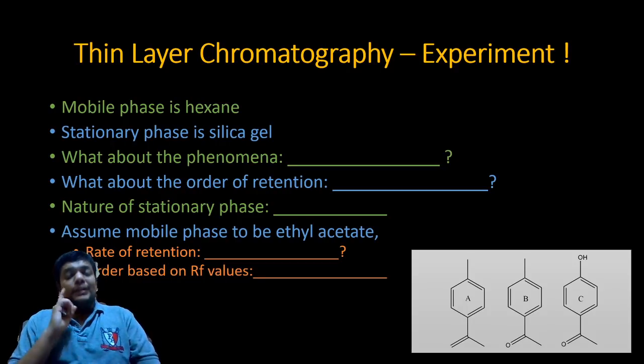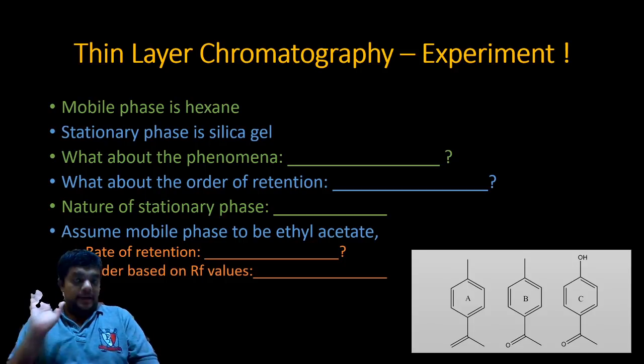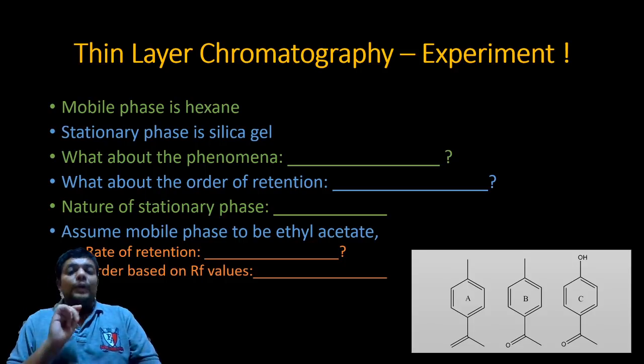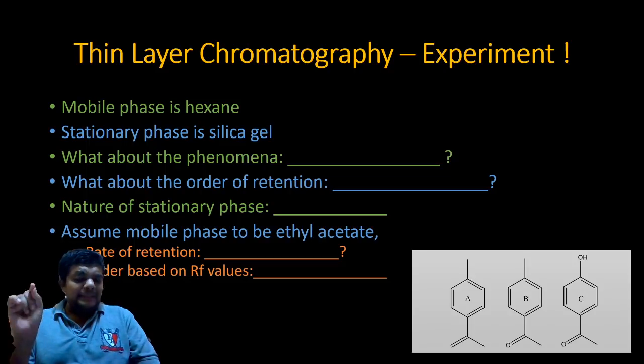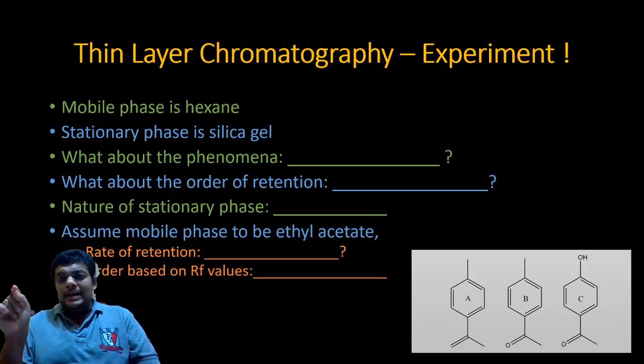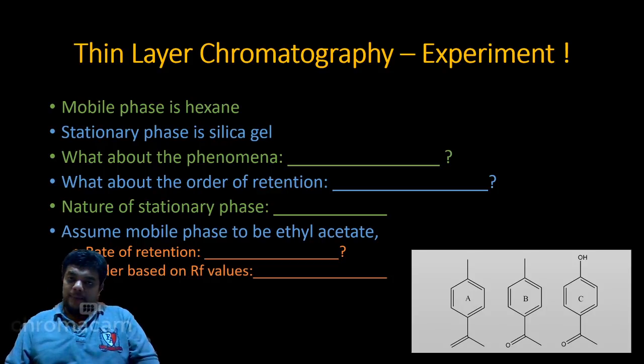So the order of retention, if we go from the quickest to the slowest, A will come out quickly and will be the least retarded. So you can write the answer in two ways. Let us write with the pencil in your book that compound A is least retarded, so it will be eluted first because the compound is non-polar and the stationary phase is polar.